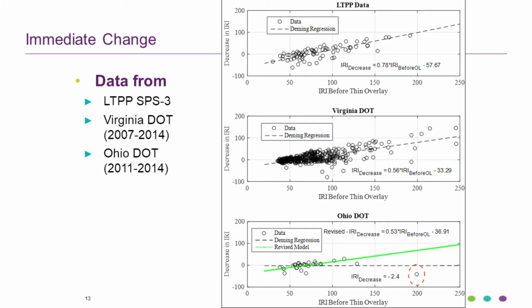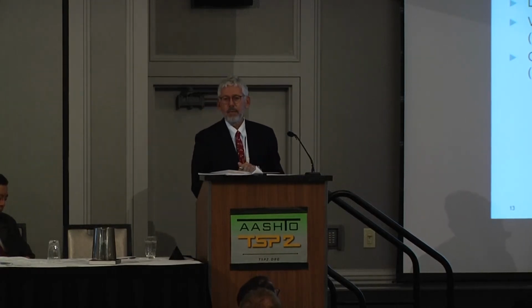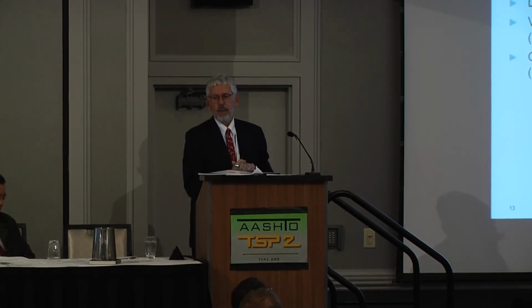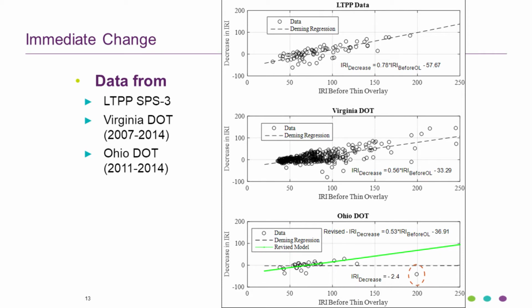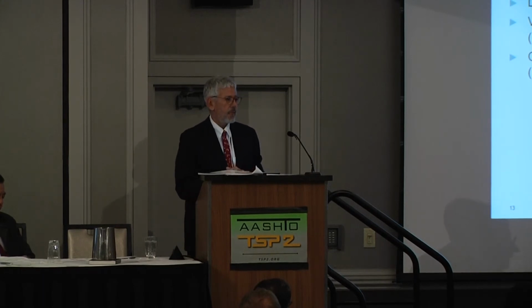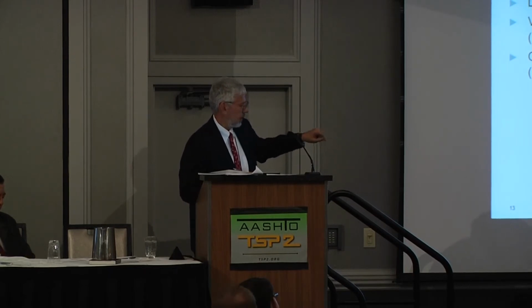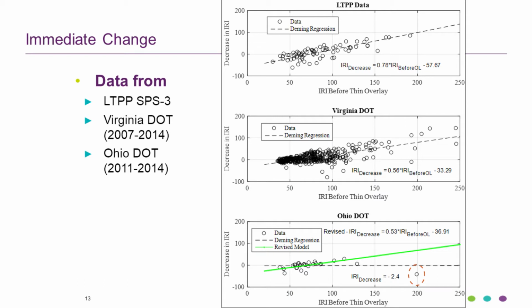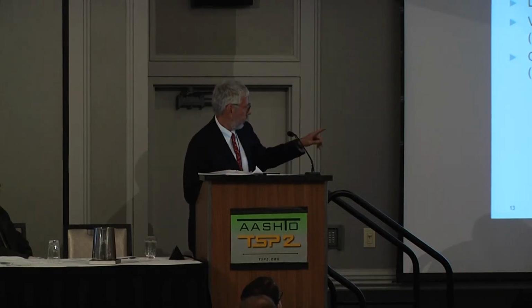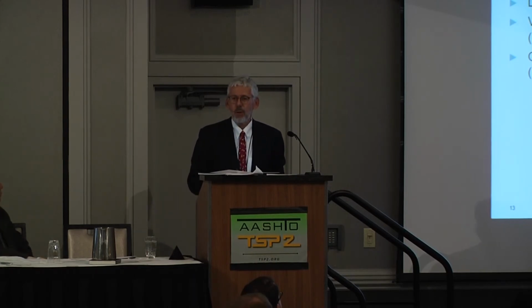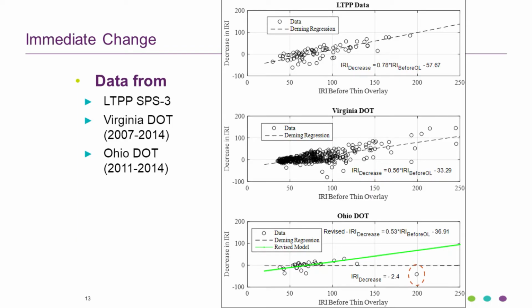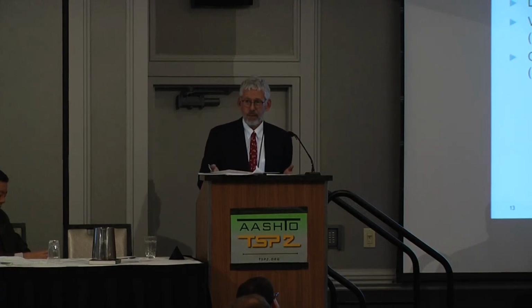There are 3 plots here. The one at the top represents the immediate change in IRI from a thin overlay. The one in the middle is for the Virginia DOT. The one at the bottom is for the Ohio DOT, or based on data from those agencies. Now I'm going to start with the one at the bottom. I don't know if you can tell very well, but the x-axis represents condition prior to the treatment, the y-axis represents the immediate change in condition. So if you look right on top of 200, you'll notice there's a point that is circled. That is a point that was an outlier. We verified that it was an outlier.